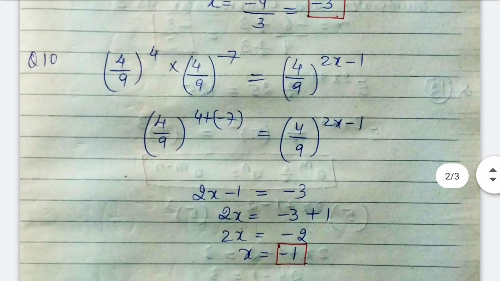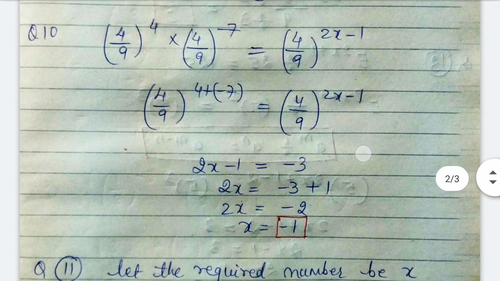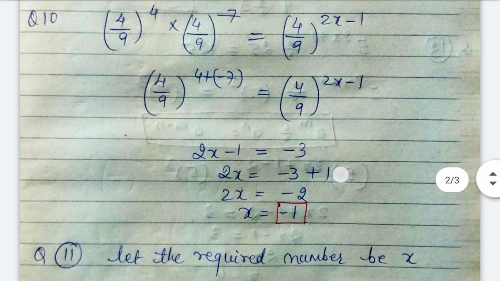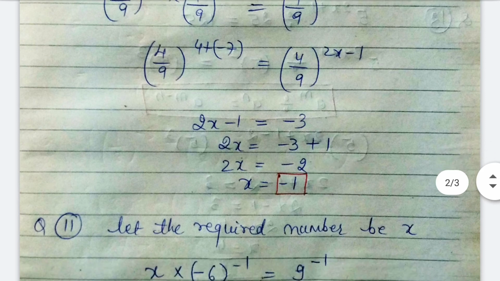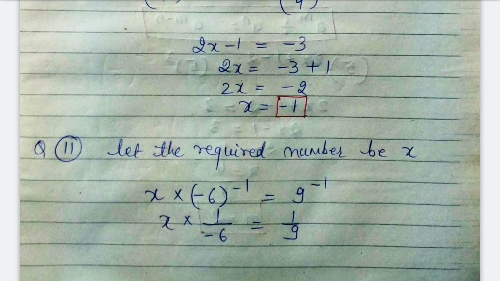We are seeing it here. 4 by 9 to the power 4 into 4 by 9 to the power minus 7 is equal to 4 by 9 to the power 2x minus 1. Similarly, bases are same, their powers are added. 4 by 9 to the power 4 plus minus 7 is equal to 4 by 9 to the power 2x minus 1. Here comparing the powers, 2x minus 1 is equal to minus 3. 2x is equal to minus 3 plus 1 and 2x is equal to minus 2. So the value of x is minus 1. Right?